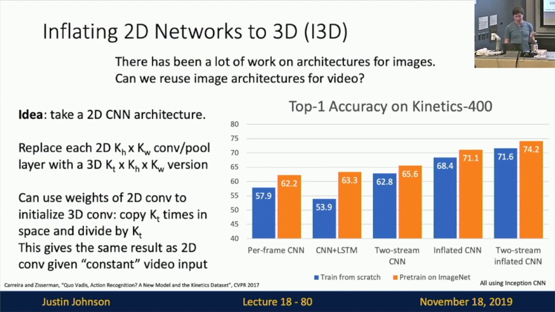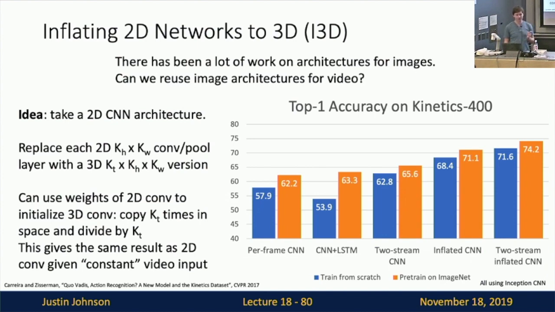And it turns out that two-stream networks are still a good idea. We can take two inflated networks, one inflated network to work on the appearance stream and a second inflated network to work on these optical flow fields. And that gives us a two-stream inflated network that works quite well.